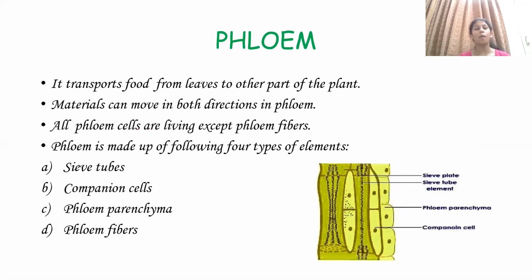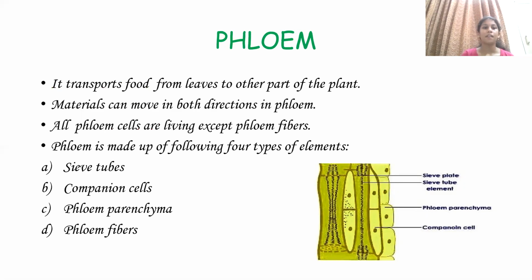Coming to the next type of complex permanent tissue, that is phloem. It transports food from leaves to other parts of the plant. Materials can move in both directions. All phloem cells are living except phloem fibers. So in xylem, all these elements were dead except xylem fibers. In phloem, all the elements are living except phloem fibers. This phloem is also made up of four elements, that is sieve tubes, companion cells, phloem parenchyma, and phloem fibers.